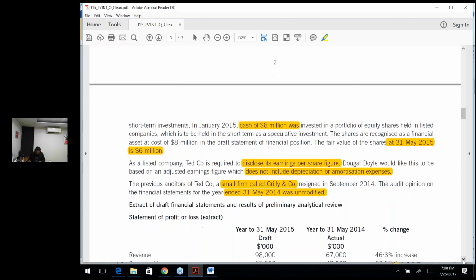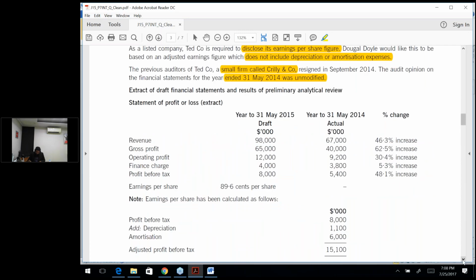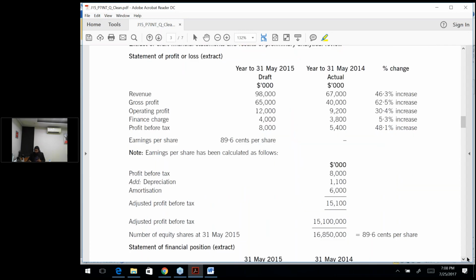Now the next situation is you've got the preliminary results. The examiner has himself performed the analytical procedures. If we take a quick look at the analytical procedures, revenue has grown by 46.3. The GP has grown by 62.5, whereas the operating profit has grown by only 30.4. Now there is something that is being reflected here. What is that something that's being reflected here?